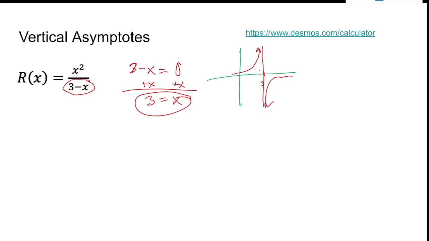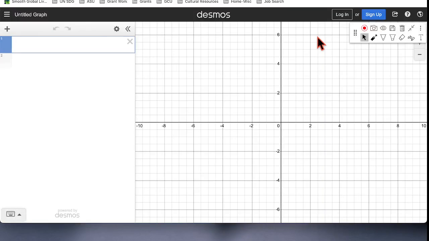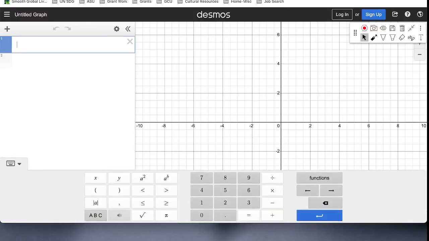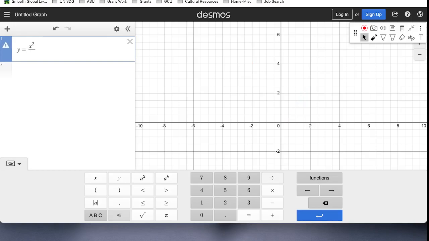So let's go ahead and do a graph, and we'll just verify everything with the graph. Just put y equals, what did we have? We had x squared divided by 3 minus x. We just want that.